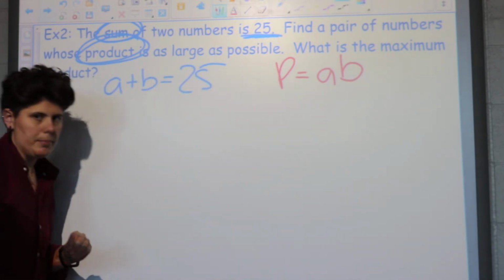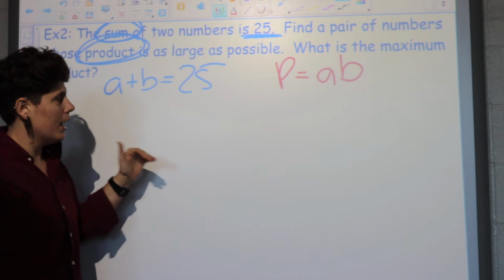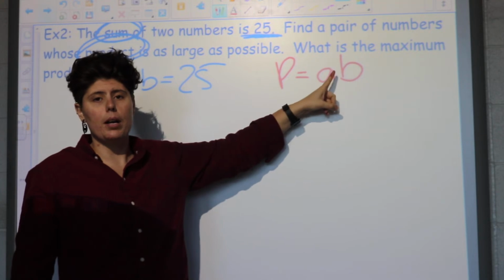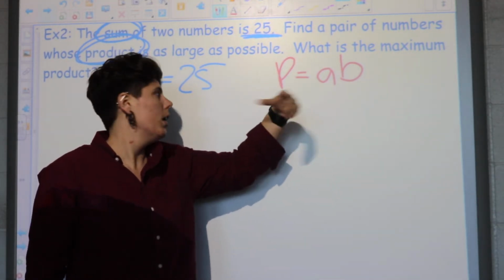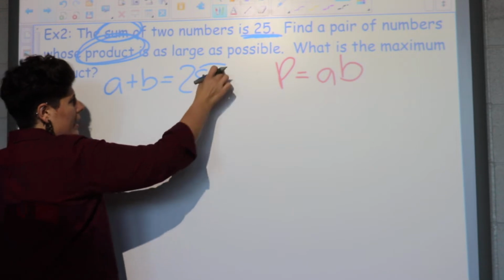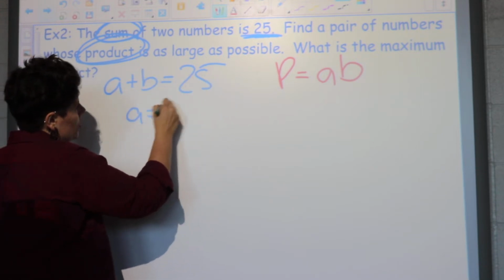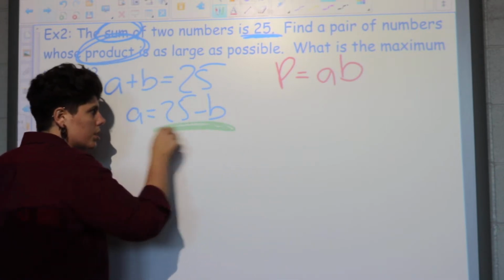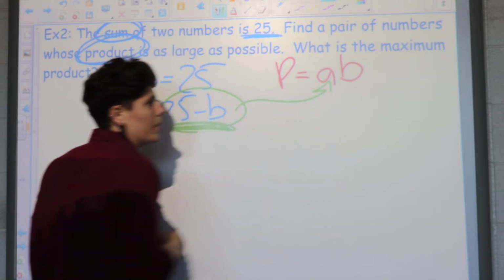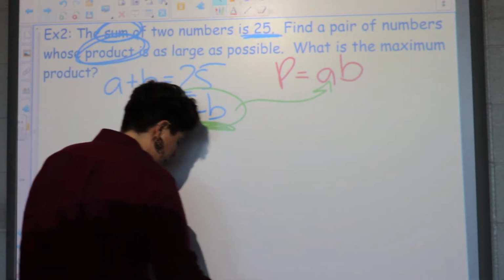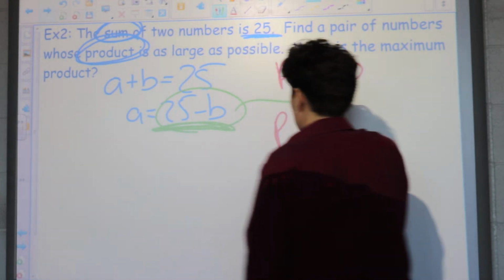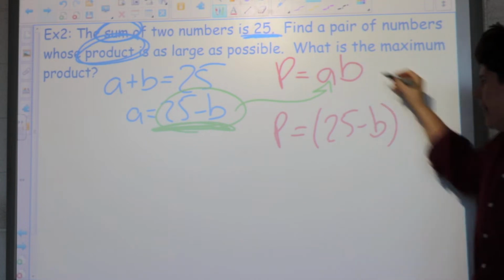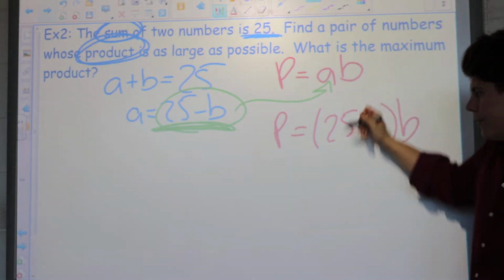Just like last time. My job is to use this equation, A plus B equals 25, to substitute into the product formula so I get it in terms of one variable. I'm just going to go ahead and solve for A by subtracting B here. So A equals 25 minus B. And then I can substitute directly in to my equation here. So I wind up with the product equals, instead of an A, 25 minus B, times B. Go ahead and distribute.